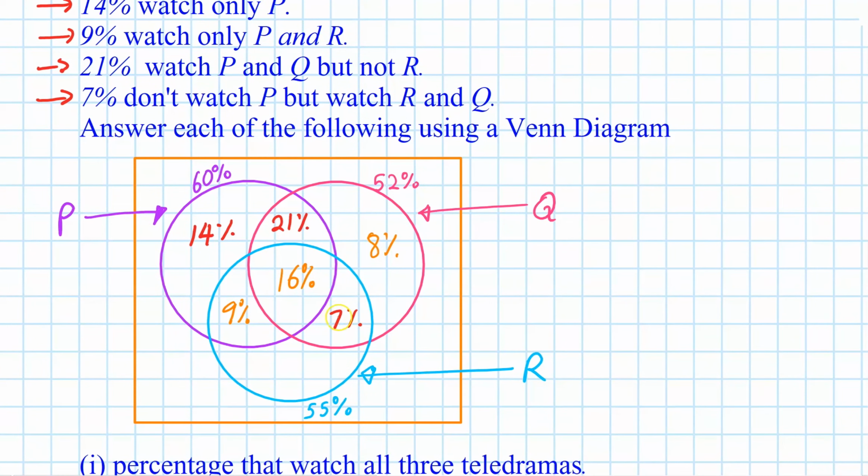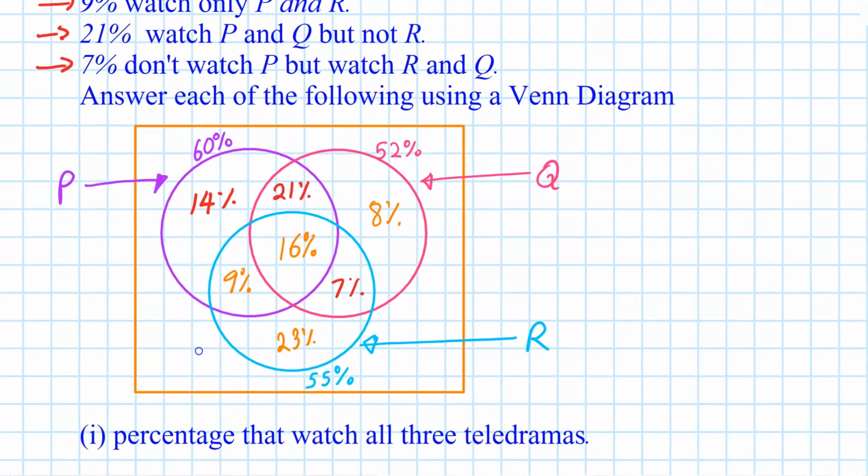And now I have 3 areas for light blue. The leftover can be obtained by subtracting these 3 from 55%. So let's have a look at that one. 16 and 7, you can do either way. 16 and 9, that gives you 25, and then 32, leftover is 23%. Well, we got the numbers now. We can answer the questions.